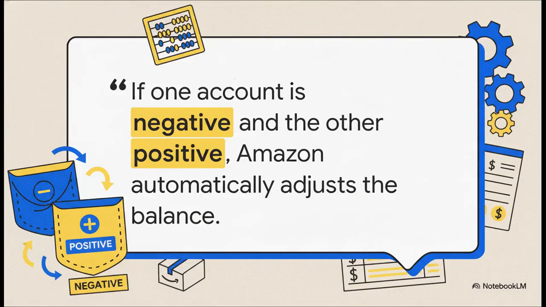So if you only remember one thing from all this, let it be this. If one of your Amazon payment accounts is negative and the other is positive, Amazon's going to automatically sort it out at the end of the cycle. What might have seemed like some mysterious, confusing deduction is really just a simple balancing act. It's just moving money from one of your pockets to another. Hopefully the next time you see a debt adjustment, you'll know exactly what's going on.